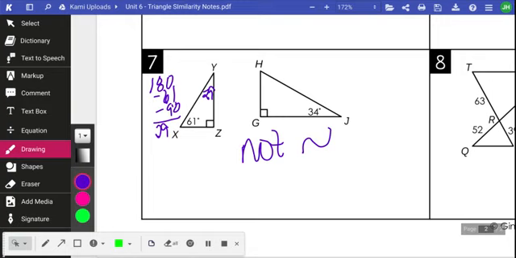Okay. So hopefully that helps you out. So even when they're all mixed together, you're going to try and match them with side-side-side, angle-angle, or side-angle-side.